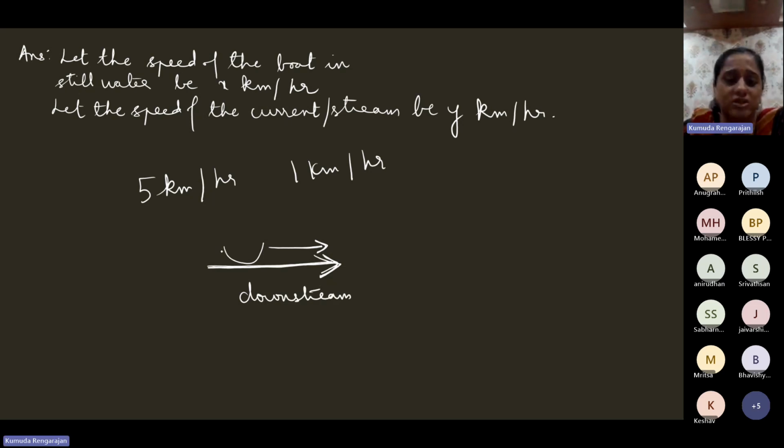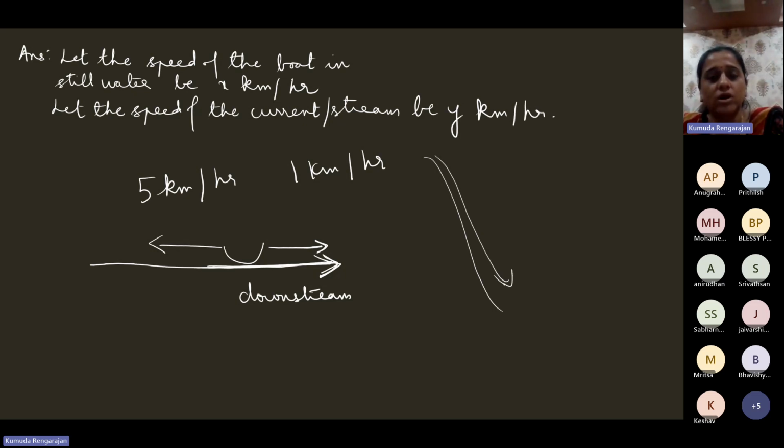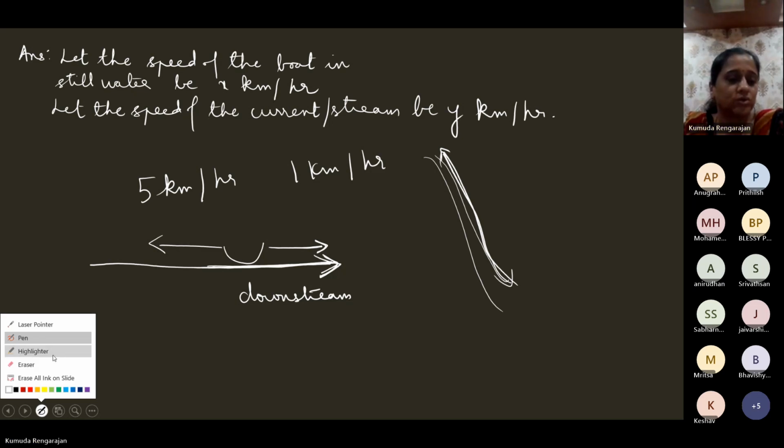If you're rowing your boat in the direction opposite to that of the flowing water, so water is flowing in this direction, but you're going in this direction, you are rowing your boat opposing the speed of the water. You're going in the direction opposite to that of the flowing water. That is upstream. Downstream does not mean falling down from a waterfall, and upstream is not going up like this. You cannot row your boat like that because of gravity. So it's not that.